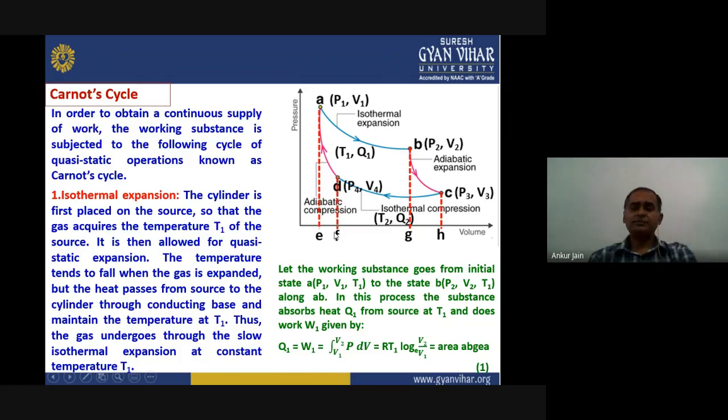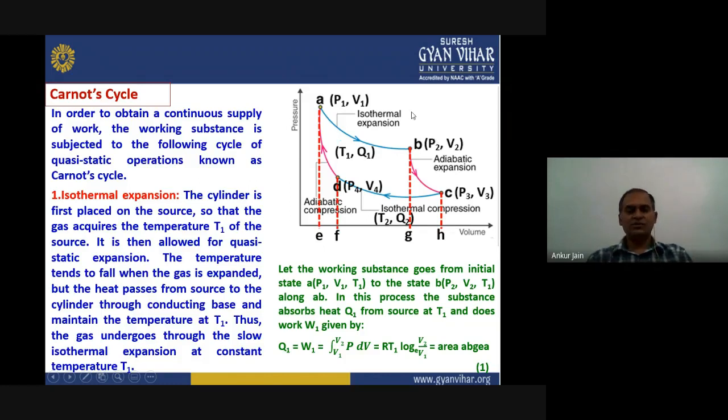Now since the temperature is constant, we are assuming that these two values are constant for this process, because the amount of heat is constant, Q1, and the temperature is T1. Now for the coordinates of the starting point and the final point, let us assume that P1 and V1 are the pressure and volume for the starting state, and for the final state it is P2, V2.